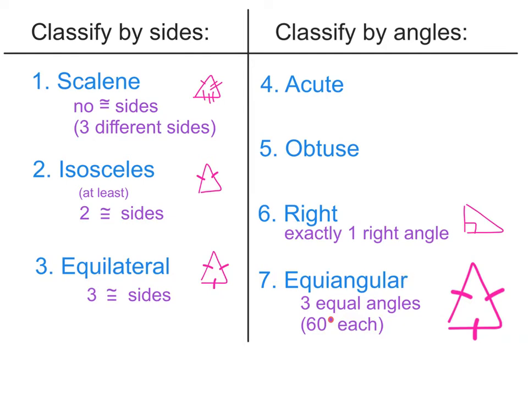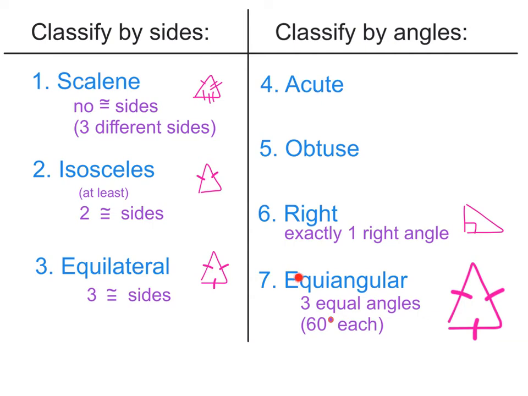Let's move on to the equiangular triangle. Yes, that's a funny word, equiangular. The "equi" part means equal, "angular" means angles, so we have three equal angles. Later we will find out that each angle is 60 degrees. That's coming up at some point.